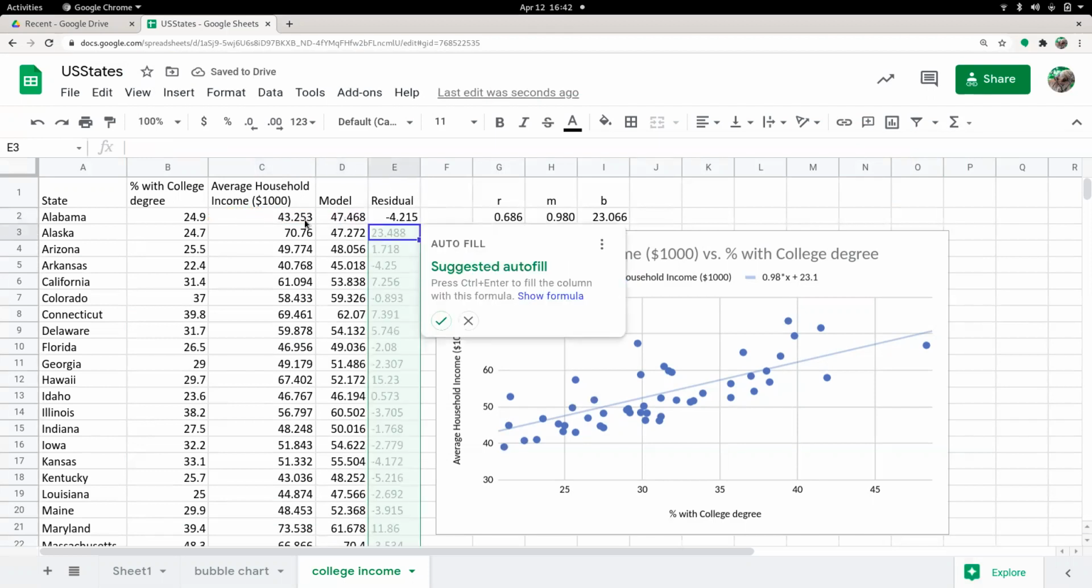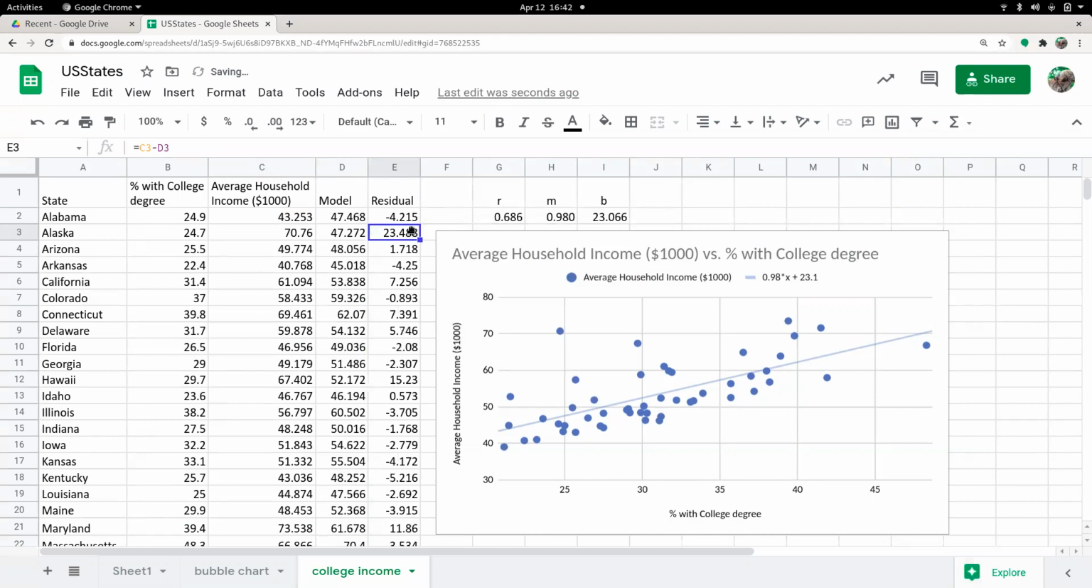So Alabama's point must have been below the average. And this line draws like an average for all states. Okay, so that's another cool thing about the line. And I'll go for the autofill, sure, why not? So you can see some of my residuals are positive and large. Some of my residuals are quite small. Like Arizona is pretty close to average, which is on the line.